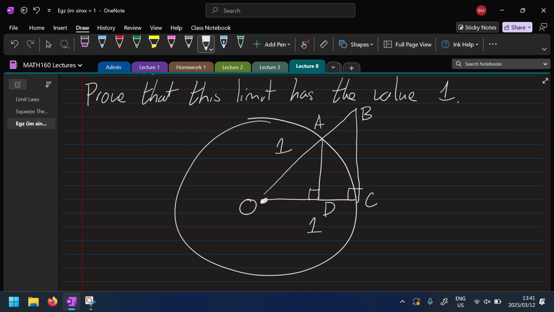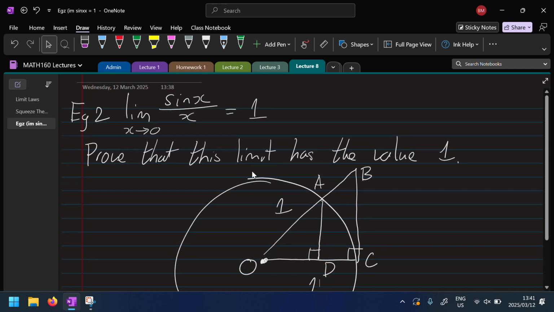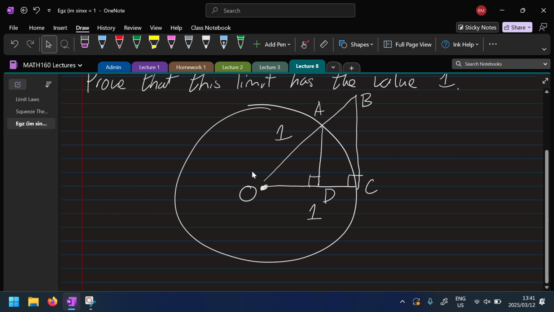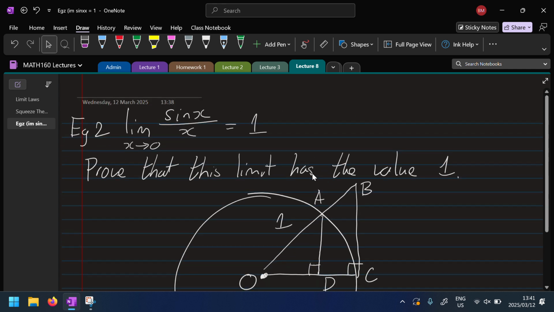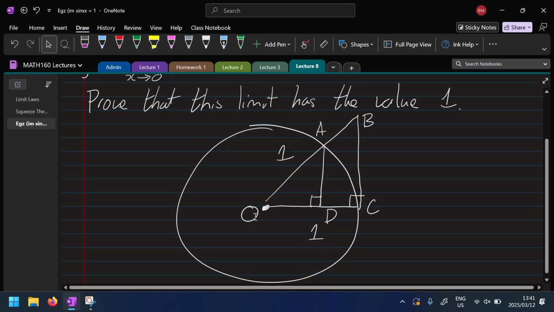So what we want to do now is use the squeeze theorem along with this picture to prove this limit over here. So again, how do we use the squeeze theorem? We've got something in the middle. That's what we want to prove. That's what we want to find. And we bound it between two other functions where we can take the limit. So that's what we want to do in this case. We're going to have this sine x over x in the middle. And then on the left and on the right, we're going to have some other functions where we know the limits already. So how do we do that?